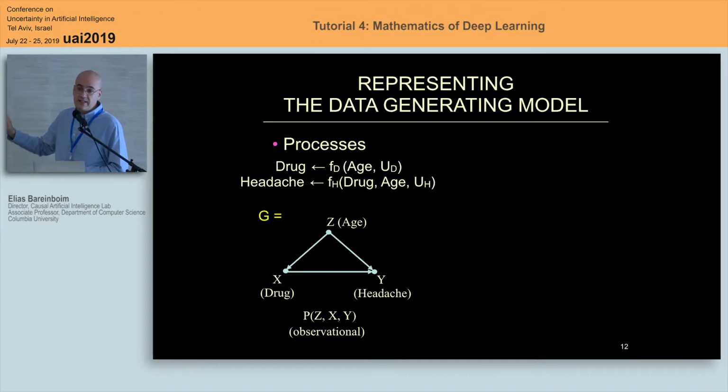Then the arrow has this meaning that it participates in the mechanism of the function, or the immediate mechanism, or the granularity that operates in the system. In this case, it's age, drug, and headache. You have another arrow from age to drug here, from z to x, given that age appears in the mechanism f sub d. And that's the meaning of the causal graph.